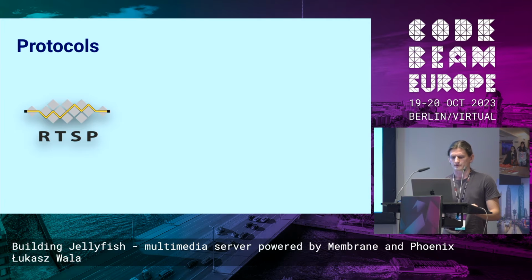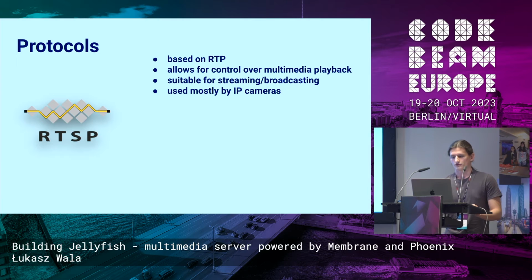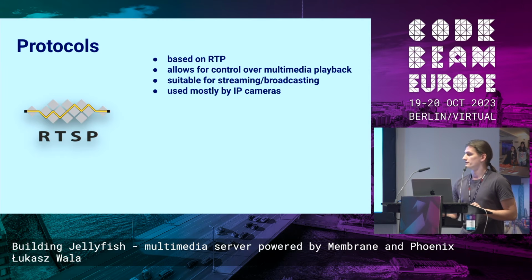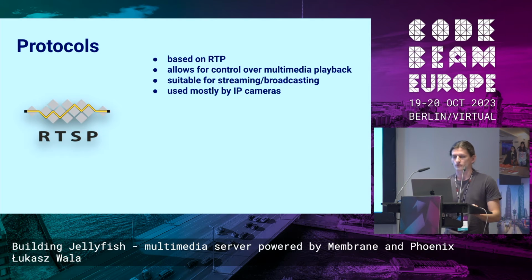And the third protocol that I want to mention, and the last one, is not as widely used, but important in our case, is RTSP, which is a very simple protocol based on RTP that adds some control over the multimedia playback. And it's suitable for streaming and broadcasting. Nowadays, it's mostly used by IP cameras. So if you have an IP camera, it uses RTSP to send the media somewhere.